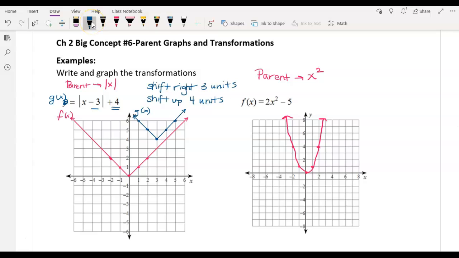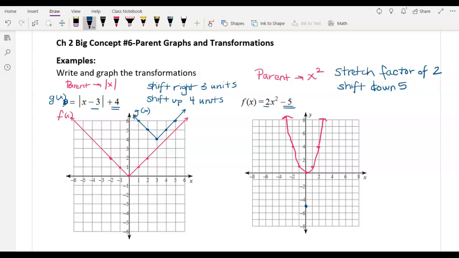We have a whole number of 2. That whole number says I'm going to stretch my graph by a factor of 2. The minus 5 says I'm going to shift down 5. So first things first, I'll go ahead and do that shift down. 1, 2, 3, 4, 5.